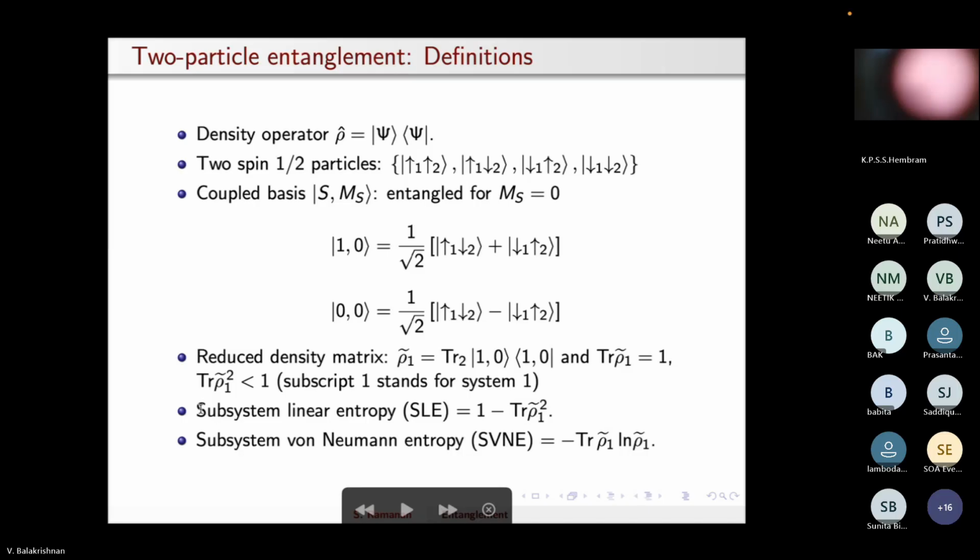And one can define entanglement measures, which are the subsystem linear entropy, which is 1 minus trace of the reduced density matrix squared, and the subsystem von Neumann entropy, which is defined here as minus trace rho log rho, where rho is the reduced density matrix. So this is just to get the notations clear.